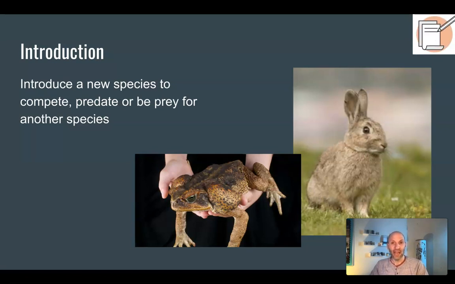The same thing with the cane toad. In Australia, there were beetles. They were eating crops. So they found a frog that ate the beetles. That frog was released into the environment to predate on the beetles, and it did a great job eating the beetles. Now they have a problem of too many frogs, but it did its job, I suppose.